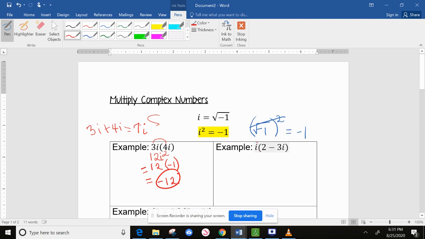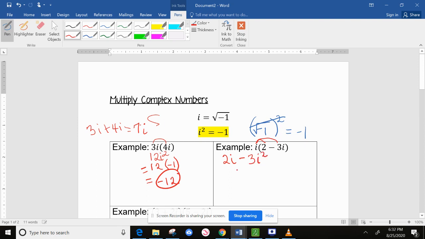Okay, same thing over here. i times 2 minus 3i. So let's do i times 2 first. It's not going to do anything except put those two things together. We can't combine them and make anything crazy, so we're just going to leave it as 2i. And then i times a -3i. Remember, that's like a 1 out there. So 1 times -3 is -3. And i times i is i squared.